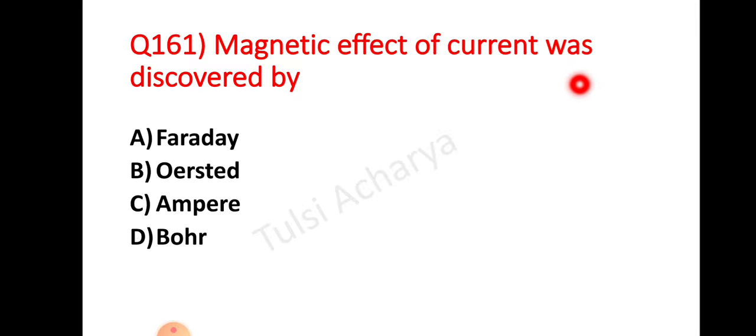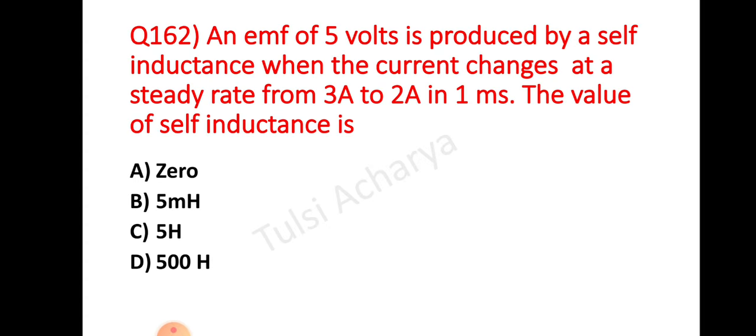Magnetic effect of current was discovered by, as we all know, Oersted. Option choice B. Now let's see 162.